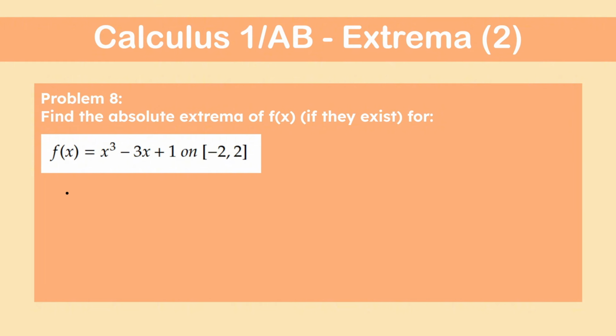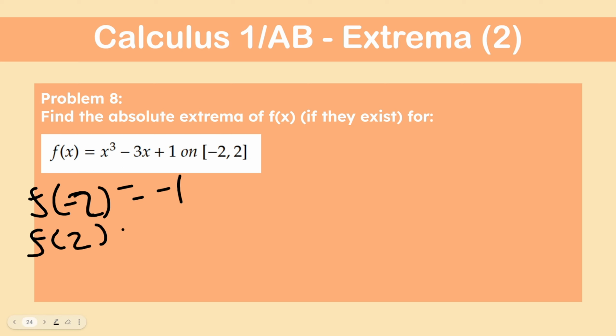We're going to do the same thing for this function. So let's find f of negative 2. F of negative 2 will be negative 8 plus 6 plus 1, which would be negative 1. F of 2 will be 8 minus 6 plus 1, which would be 3. So now we're going to find the critical numbers.